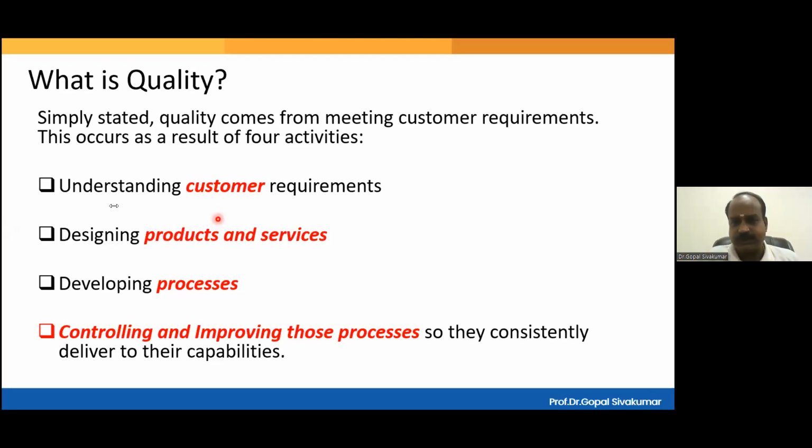Then a process is considered to be present. And finally, to ensure quality, you need people to control and then manage the process. Because a process can have variation, isn't it? If the process has variation, then the output will also have variation. So some control is required.